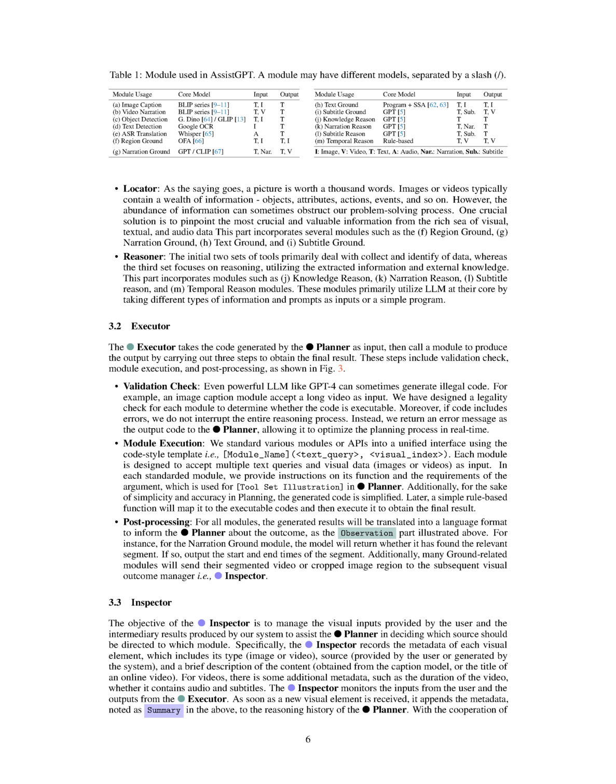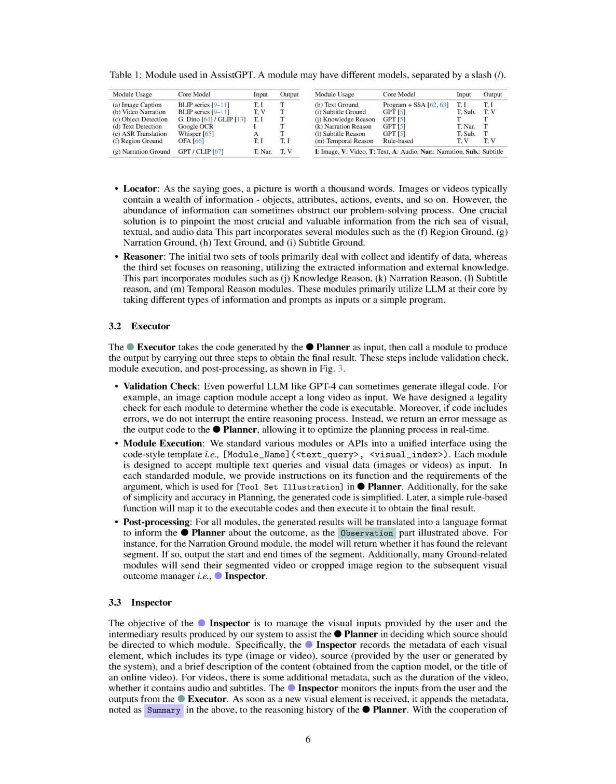The results generated from all modules are converted into a language format that can communicate the outcome to the planner, just like the observation part mentioned earlier. For example, the narration ground module would return whether it has located the relevant segment. If it has, it would output the start and end times of this segment. Many ground-related modules also send their processed video segment or cropped image region to the subsequent visual outcome manager, known as the inspector. Section summary.